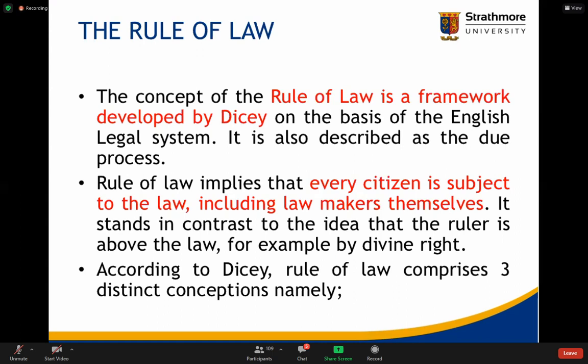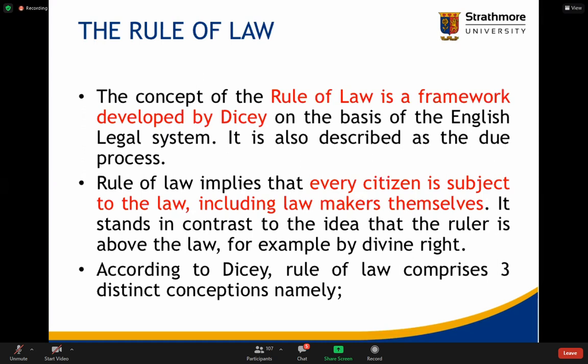So when it comes to the rule of law, there are many people associated with this concept, but key among them is someone known as A.V. Dicey, that the concept of the rule of law is a framework developed by Dicey on the basis of the English legal system. It is also described as a due process. Rule of law implies that every citizen is subject to the law, including the lawmakers themselves.